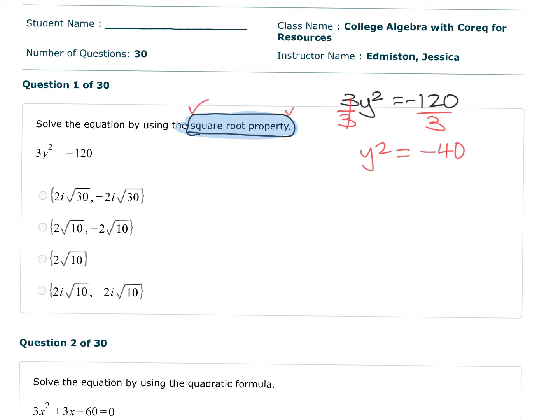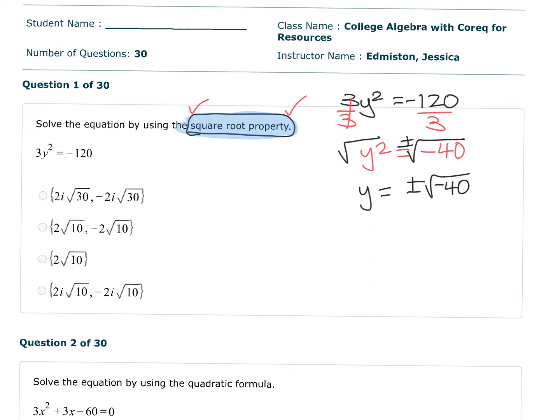Now I can actually use the square root property, right? To undo y squared, I simply take the square root of both sides. I don't want to forget the plus or minus. And so when I take the square root of y squared, I just get y. And then I have plus or minus the square root of negative 40.